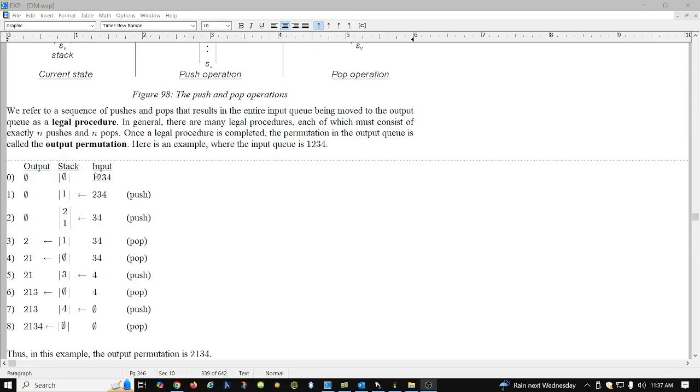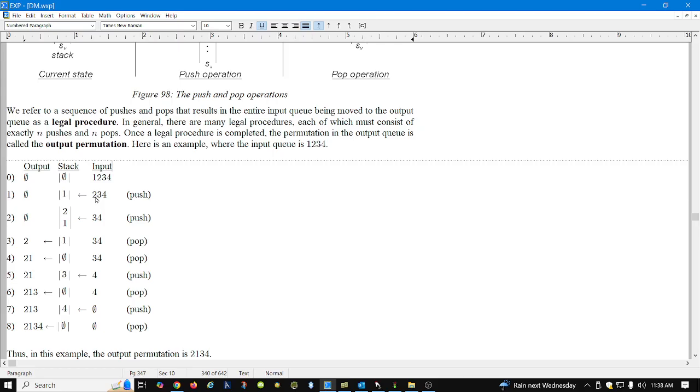I have 3 columns here, the output, and this is the output queue, the stack, and the input queue. So this is the initial state. 1, 2, 3, 4 is the input permutation, and the stack and output queue are empty. First operation is a push. There's no other choice at this point. You can't pop anything off an empty stack. So it's not a hot air popper. Sorry. So we push 1 onto the stack.